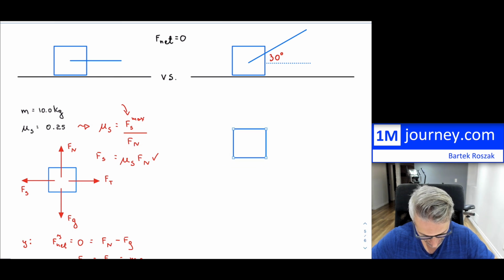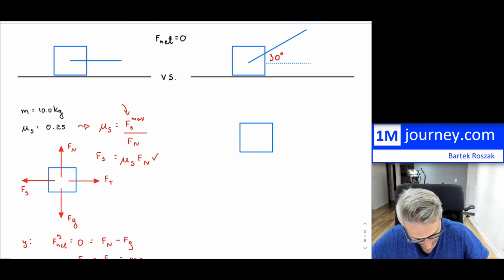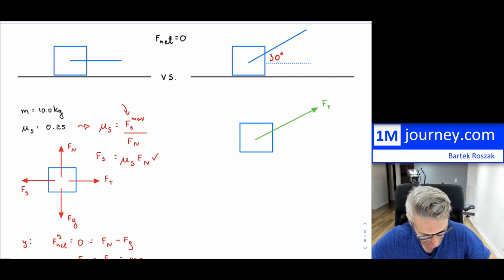Okay, so let's say I have that. Now, what do I have in here? Well, this is going to be at 30 degrees. This is now my force of tension. Now, this particular force of tension is going to have two components. It's going to have an x component, and it's going to have a y component right there.